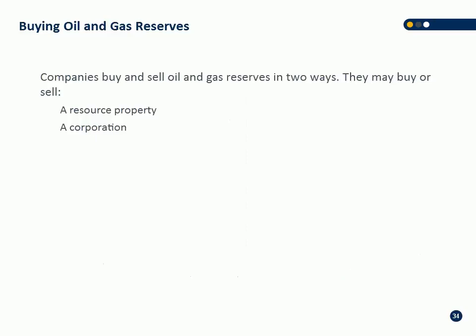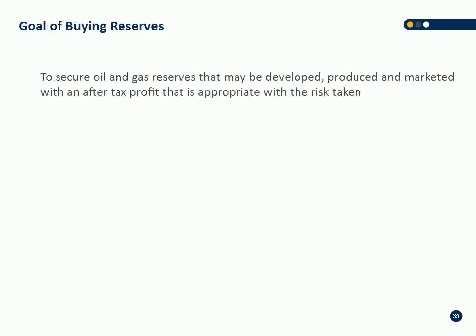Another very common use is buying oil and gas reserves. So buying properties, buying companies. They'll either buy a whole corporation, which we were talking a little bit about Petronas earlier, that's what they did with Progress, or they might buy an individual property from a corporation. They do that to increase their land base, to secure oil and gas reserves.